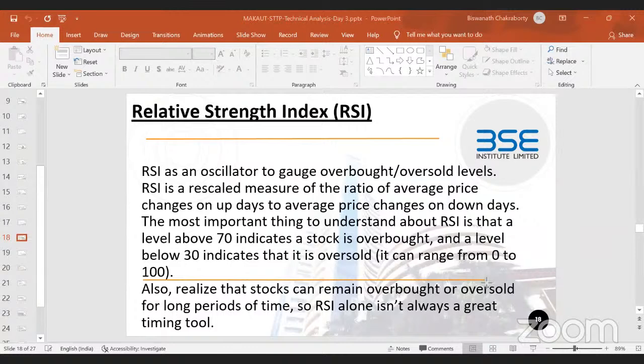Why are we going to use the RSI? To gauge whether the stocks are overbought or oversold. If this 0 to 100 scaling measures overbought or oversold, there must be a zone. The zone is 70 at the upper side and 30 at the lower side. So it is 0, 30, this is 70, and this is 100.